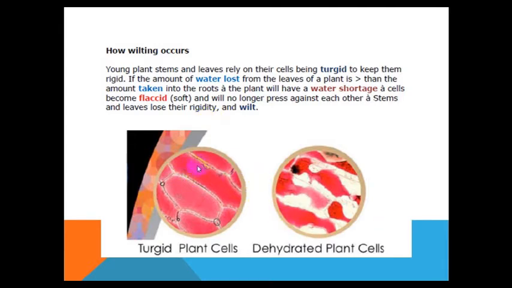This is how turgid plant cells look under the microscope. This one is the dehydrated plant cells. The cytoplasm starts to be pulled apart.